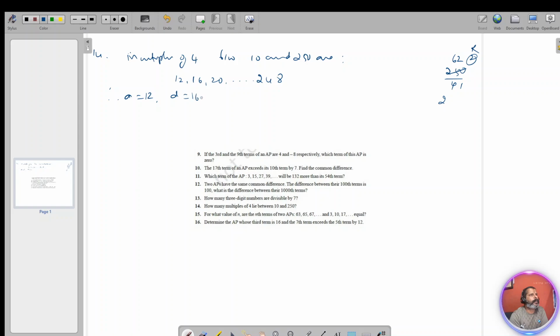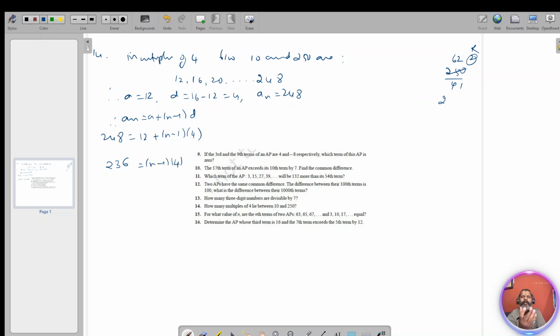D is 16 minus 12, 4. AN is 248. Okay. Therefore, AN is equal to A plus N minus 1 into D. AN is 248, A is 12, plus N minus 1 into D, which is 4. 248 minus 12 means 236, equal to N minus 1 into 4.